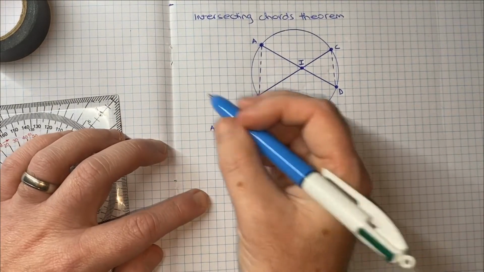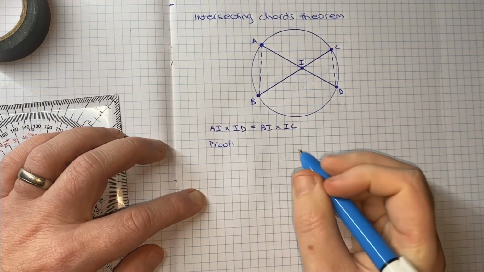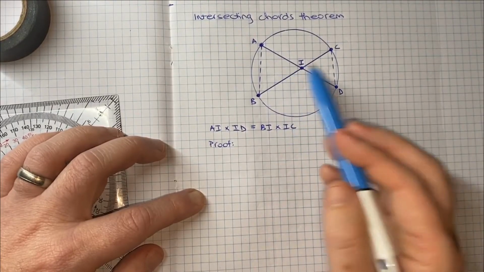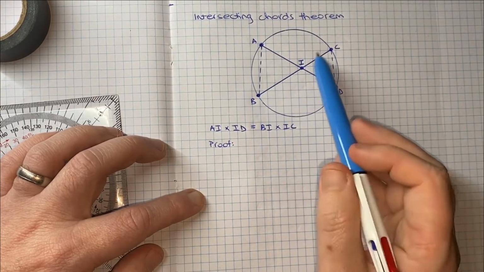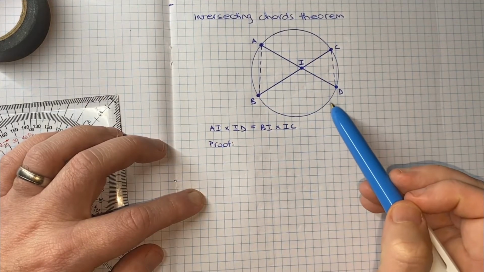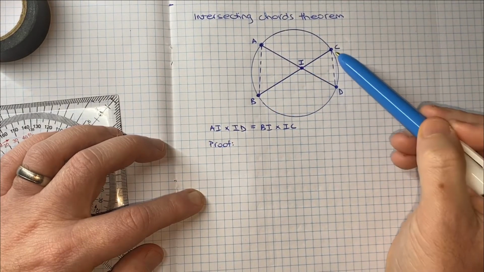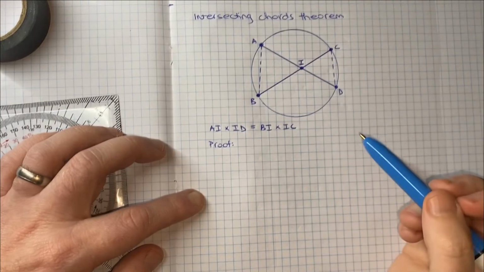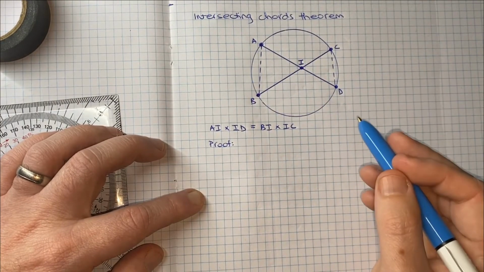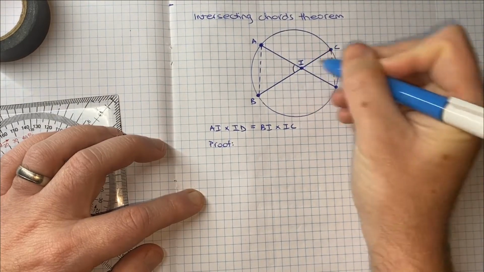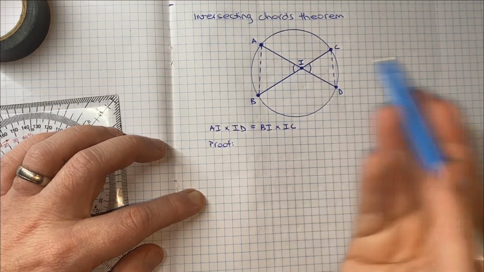So let's write out this proof. If I want to prove that the 2 triangles are similar, one way I can do that is to show that all the angles are equal. And where I might start is showing that this angle AIB is equal to this angle CID. And hopefully that's a fairly clear thing to see because they're opposite angles. And because opposite angles are equal, these 2 angles must be equal.